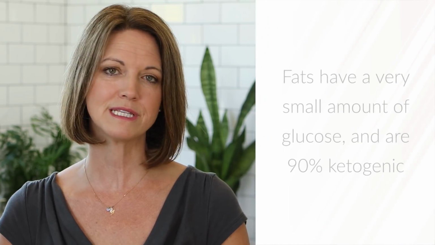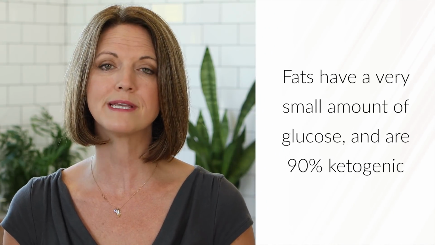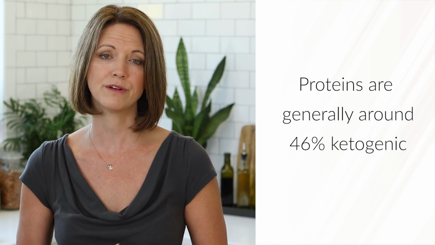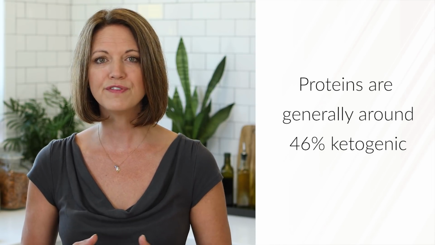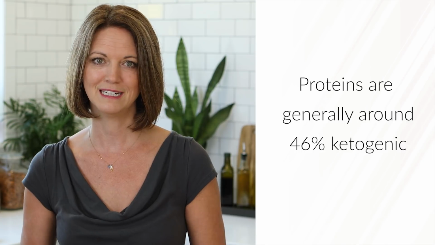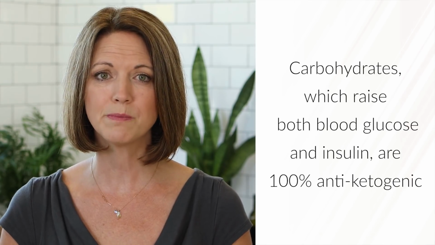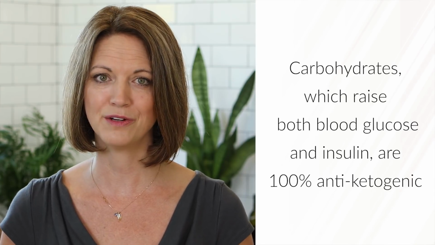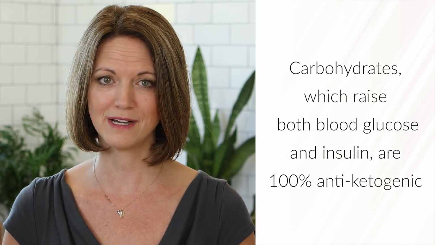For our purposes, let's look at how each macro has a specific impact on the body's ability to produce ketones. Fats have a very small amount of glucose and are 90% ketogenic and 10% anti-ketogenic. Because insulin levels rise after eating specific amino acids, proteins are generally around 46% ketogenic and 54% anti-ketogenic. Carbohydrates, which raise both blood glucose and insulin, are 100% anti-ketogenic and shut down ketone production.